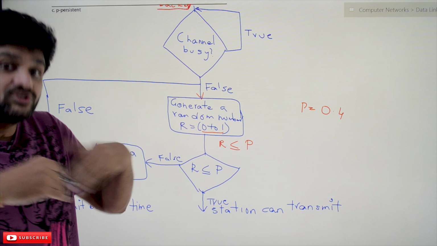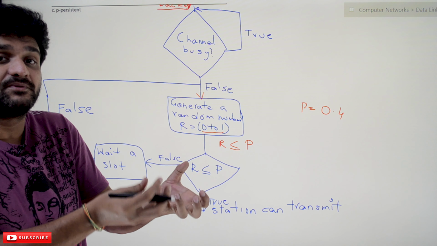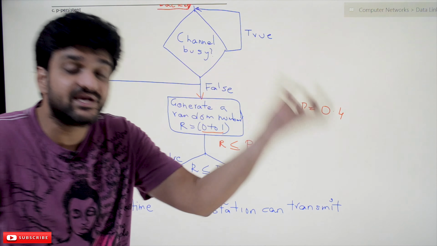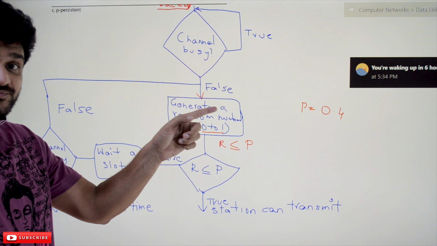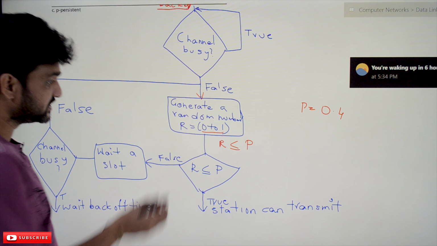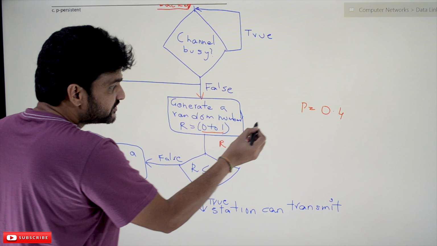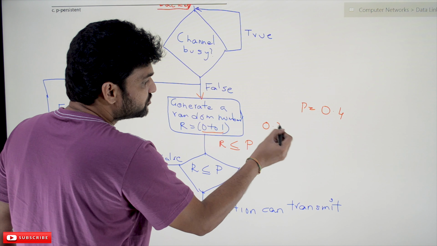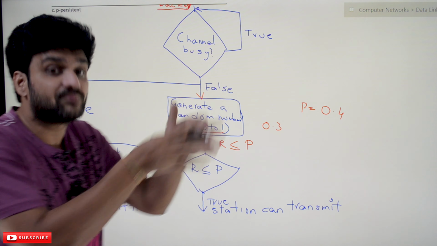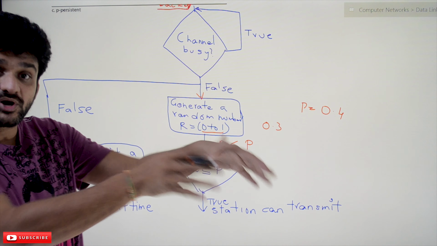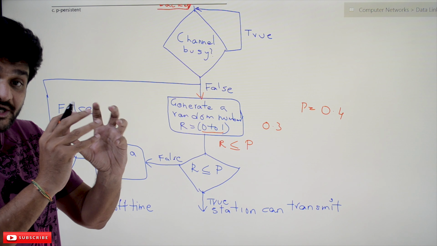So how can that probability, with which we can transmit, be obtained? It is obtained by using this random number. Try to understand this point. This point is very important to understand. With the R value, for example, if the R generated is 0.3, which is less than the probability, it means that with that probability we can transmit.